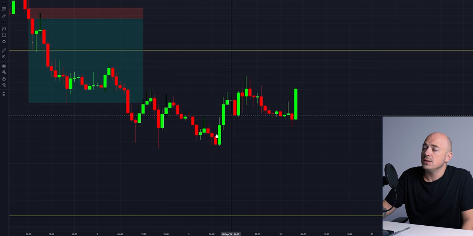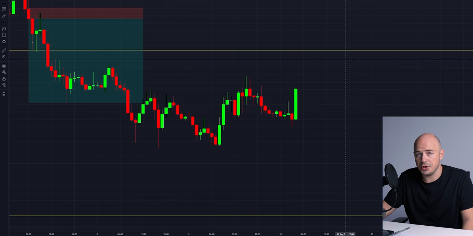So as price action is going up, we are waiting for price to hit this zone and give us an indication of what it's gonna do next.